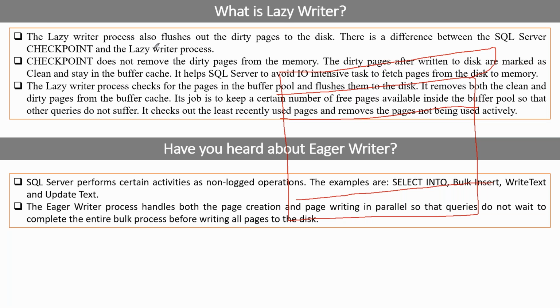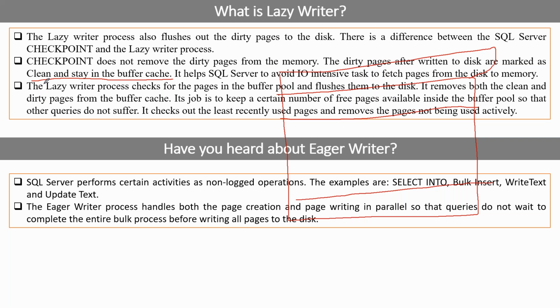See, checkpoint does not remove the dirty page from the memory. The dirty page, after being written to the disk, is marked as a clean page and stays in the buffer. Clear? That is what we discussed yesterday. Checkpoint never flushes any pages from the buffer. It will just move the data. So once your dirty page is moved to the disk, it will be marked as a clean page.